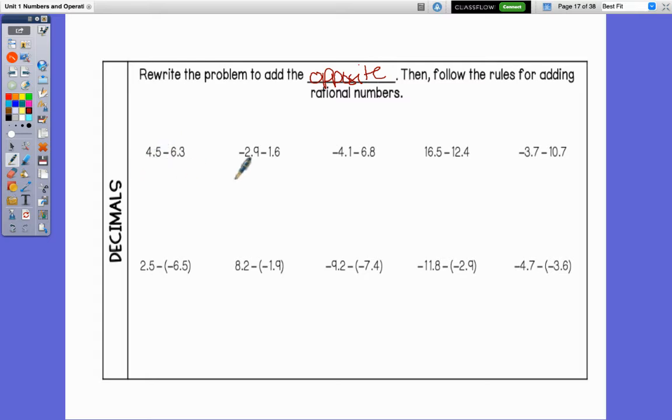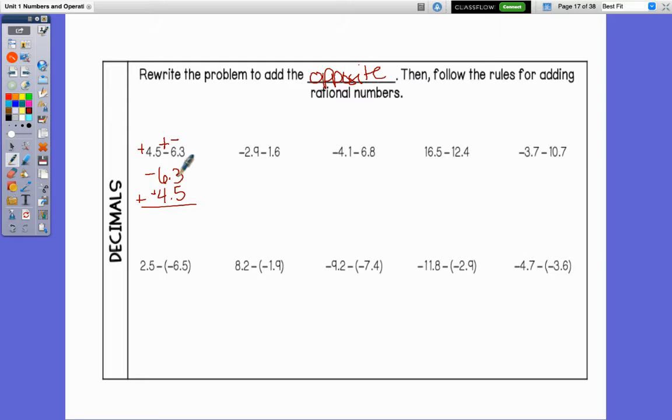So, decimals. Okay, so I'm going to add the opposite. So I'm going to change this to addition and change this to subtraction. So now I have positive 4.5 plus a negative 6.3, which is bigger. Remember, these are opposite. And then we're going to subtract because they're not the same sign. So I'm going to put that negative 6.3 on top, the 4.5 on bottom, and I am adding the opposite.